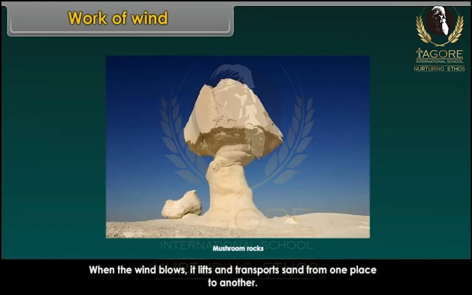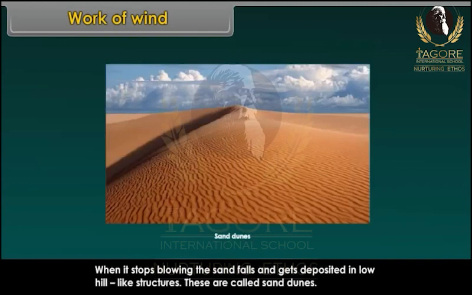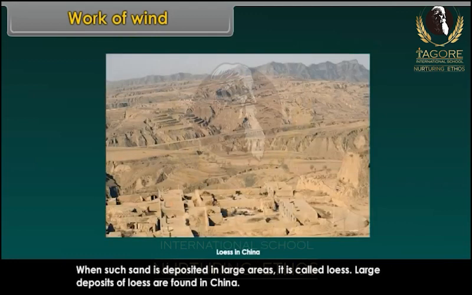When the wind blows, it lifts and transports sand from one place to another. When it stops blowing, the sand falls and gets deposited in low hill-like structures. These are called sand dunes. When the grains of sand are very fine and light, the wind can carry it over very long distances. When such sand is deposited in large areas, it is called loess. Large deposits of loess are found in China.